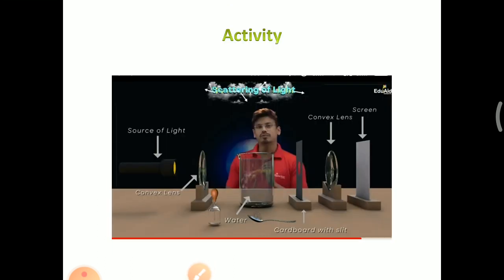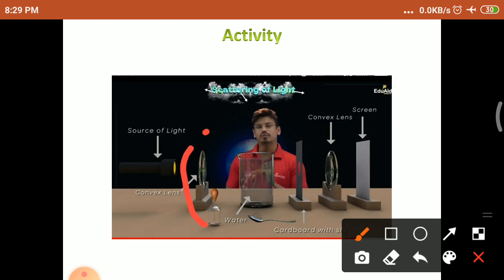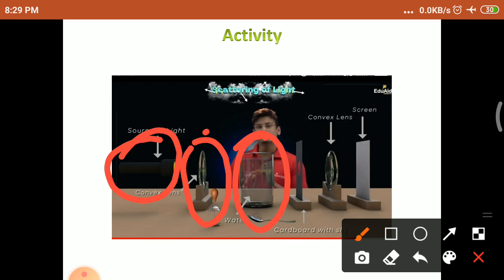So this is an activity. From this activity, we can understand why the color of the sky is blue, why the sun appears red during sunrise, and why the sky appears red in color during sunrise and sunset. For doing this activity, I have taken one convex lens, a light source, a water tank, a cardboard sheet with a slit, one more convex lens, and a screen.